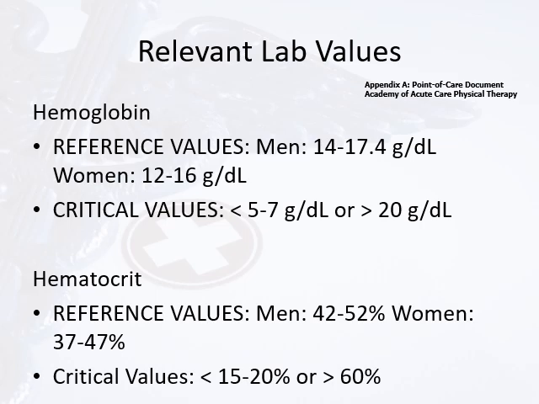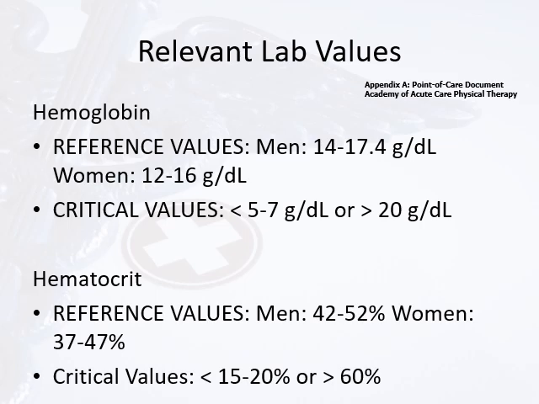So first off, hemoglobin. Hemoglobin, as you remember, is the oxygen-carrying molecule of your red blood cells, and it's measured in grams per deciliter of blood. Normal reference values for men are about 14.0 to 17.4 grams per deciliter, and for women, between 12 and 16 grams per deciliter. The critical values that are listed here are important. Number one, greater than 20 grams per deciliter is often an indication of significant polycythemia.